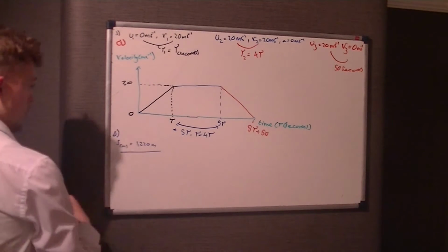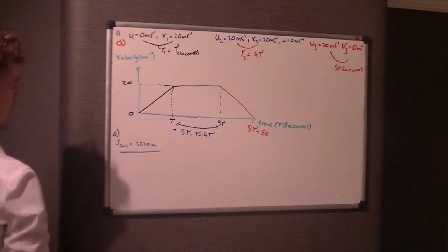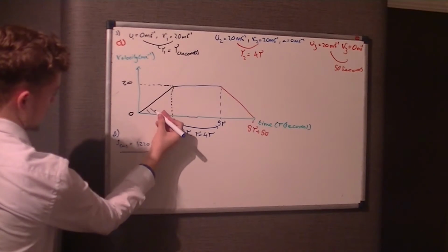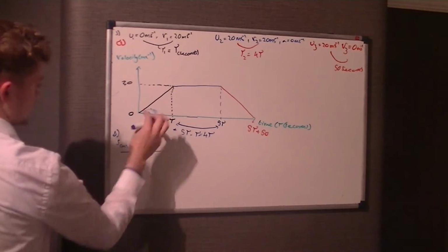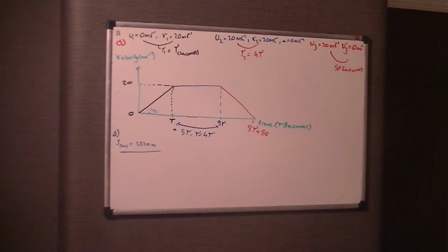Okay, so how do we work out the individual areas of these little shapes, the areas under the graph? Well, the first one, the one I'm going to shade in, this black area here, the black line weirdly enough.